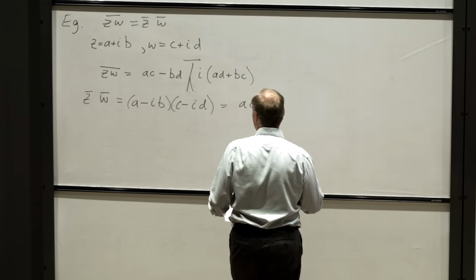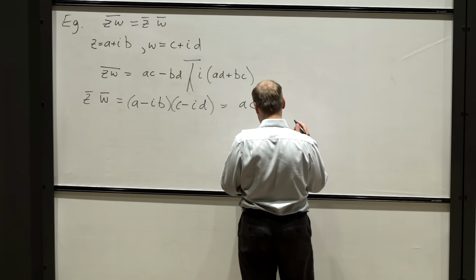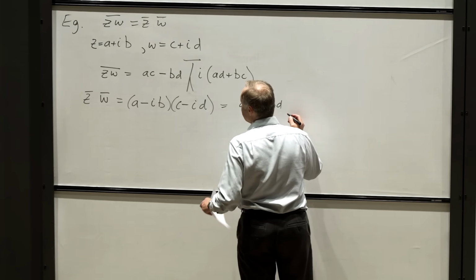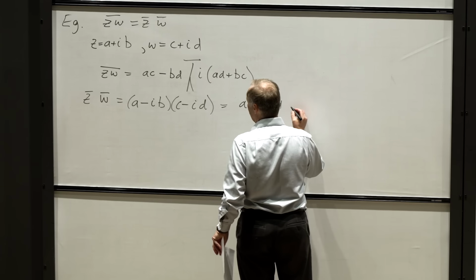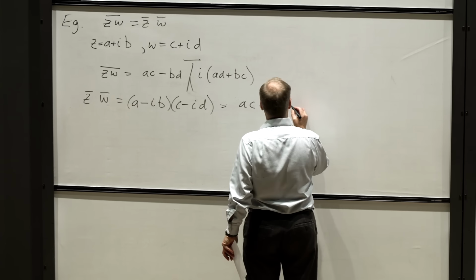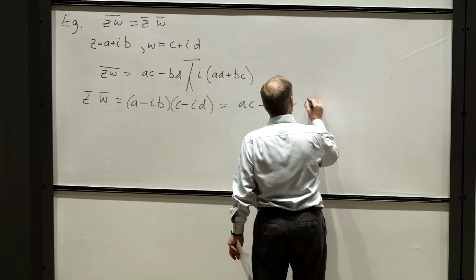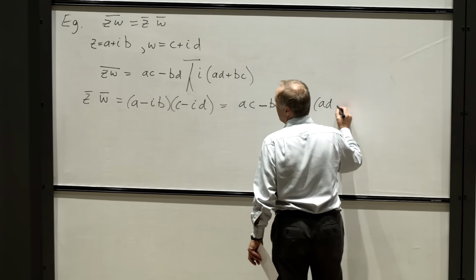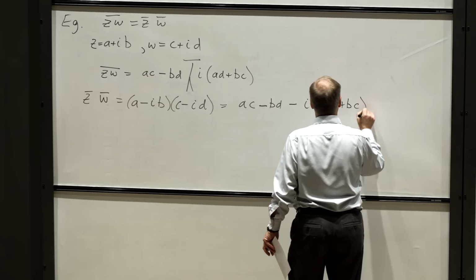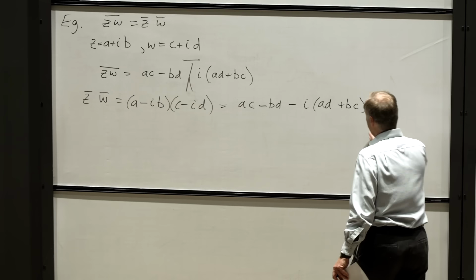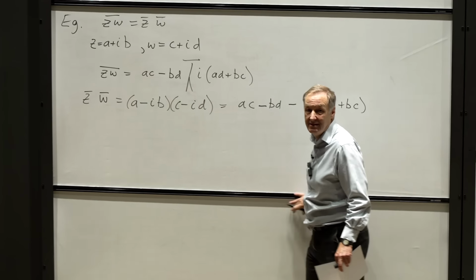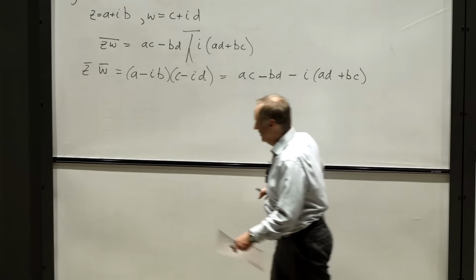This thing's in, right? AC minus BD, and then we have, tell me again if I'm wrong, I have a minus i times AD plus BC. Oh, and that's the same as this. Right, so that's your proof.